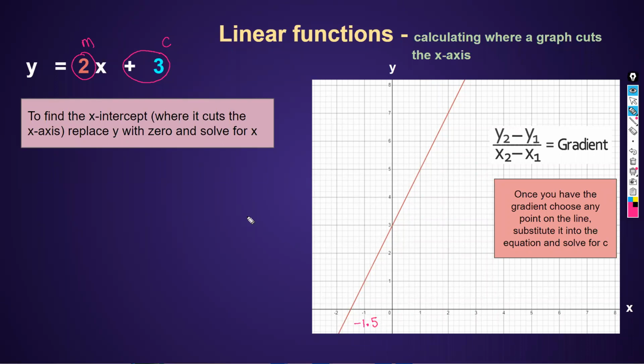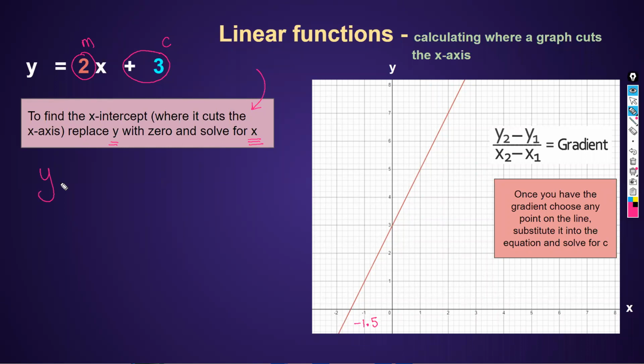-1.5. To get this -1.5 via calculations rather than looking, take down this note here. To find the x-intercept, well, the x-intercept obviously means where it cuts the x-axis. Replace y, the letter y, in the equation, with 0, and then solve for x. So we're going to try that now. And of course, we're hoping to get something close to -1.5, if not exactly -1.5.